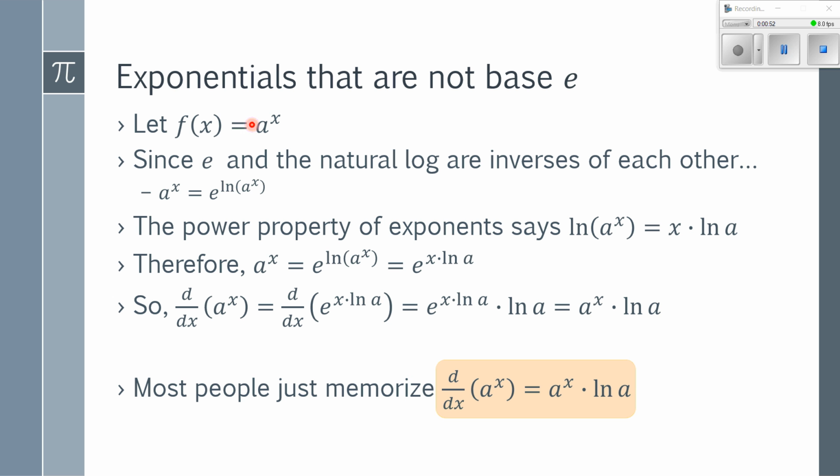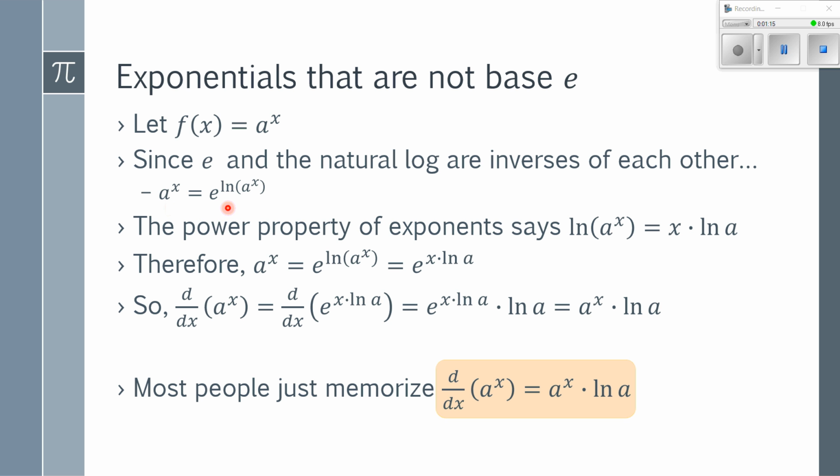So we have a function a to the x. Since e and the natural log are inverse of each other, that means they would cancel out. If I raise e to the natural log of a to the x, e and natural log would cancel out, leaving an a to the x, which we would normally have the right-hand part and go to the left, but equations work both ways. We're actually going back this way.